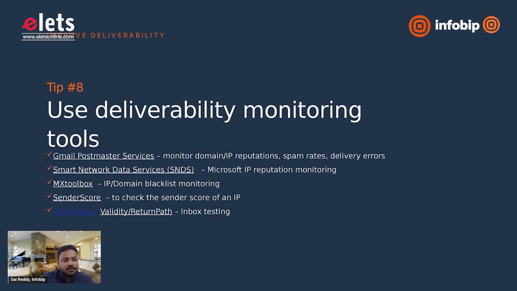Next one is Sender Score. It helps you to check the sender score of an IP. And the last one is the paid tools for inbox testing. So you know the delivery rates are performing well, but what about whether the emails are landing in the inbox or not? You can find that out from inbox testing. There is another thing: you can use your own seeds or internal seeds to do the inbox testing and check where exactly the email is landing, whether it is the inbox, primary, promotional, or spam folder.